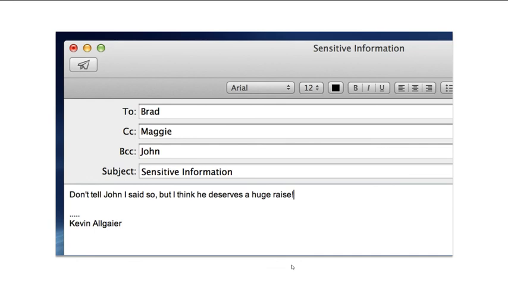But John knows that Kevin said so, that Kevin told Brad and Maggie, because Kevin BCC'd John. But neither Brad nor Maggie will know that Kevin BCC'd John, that John is in on this little raise stunt, because his email address will not show up, because he was BCC'd and not CC'd or put into the to field. Something interesting to consider. So that's all I have for you for this video.